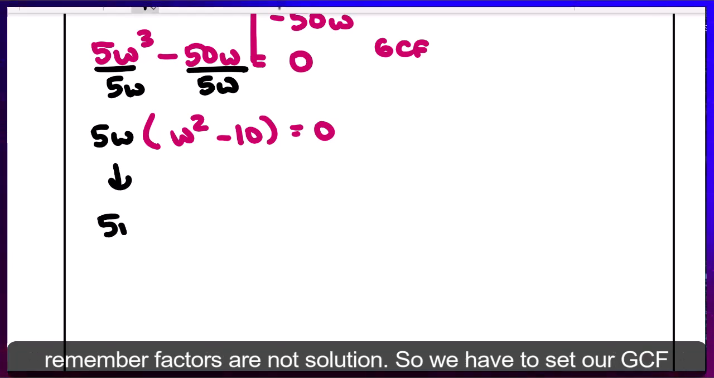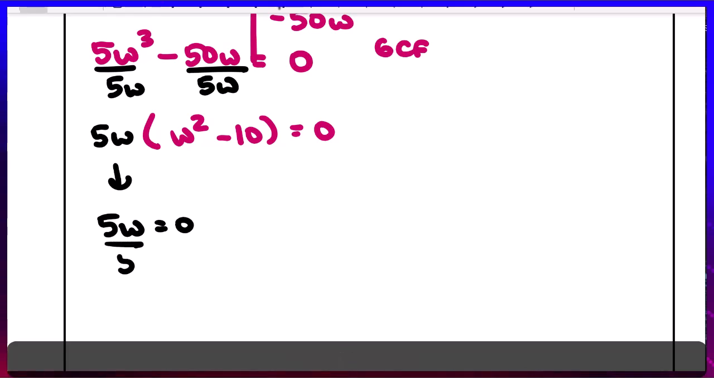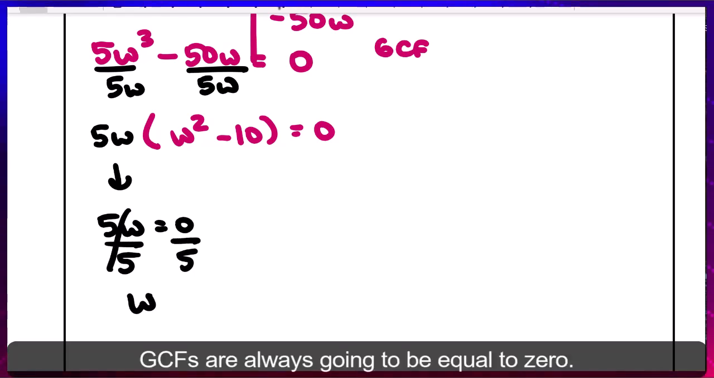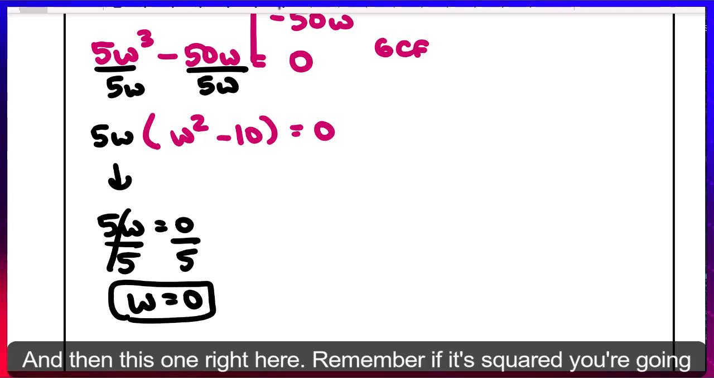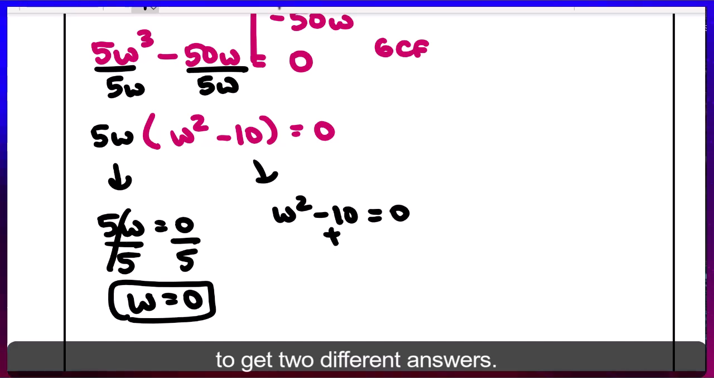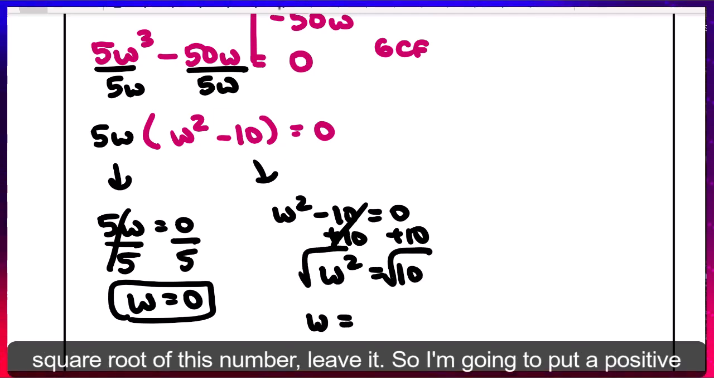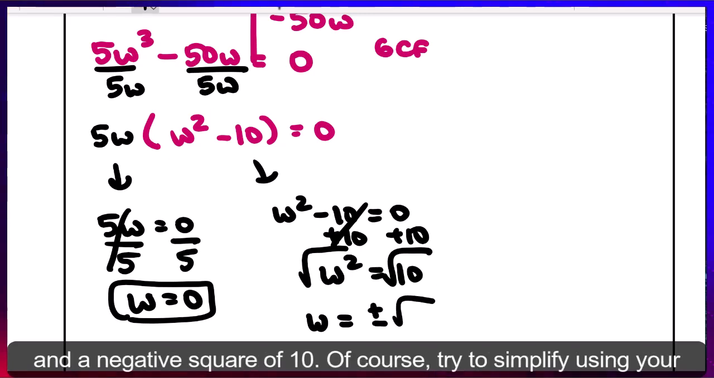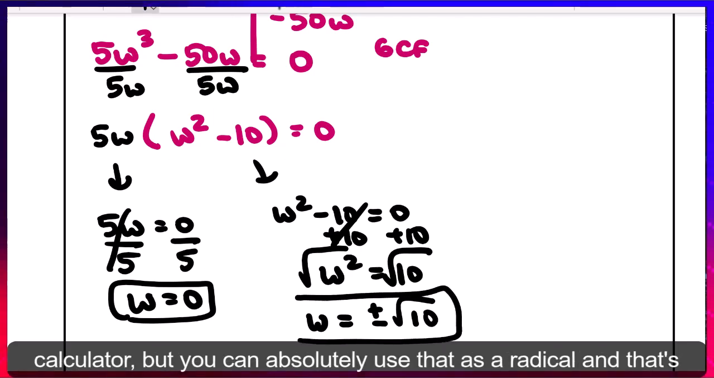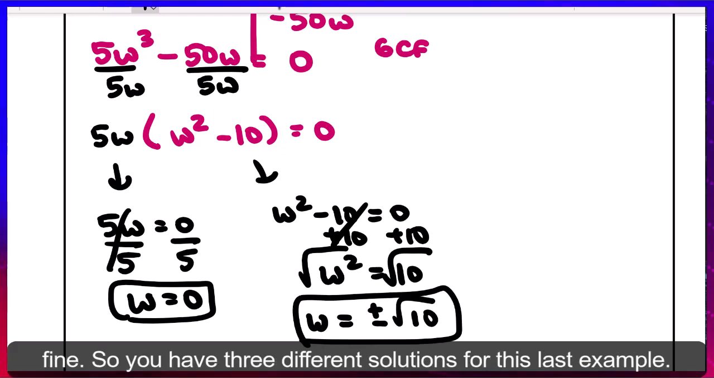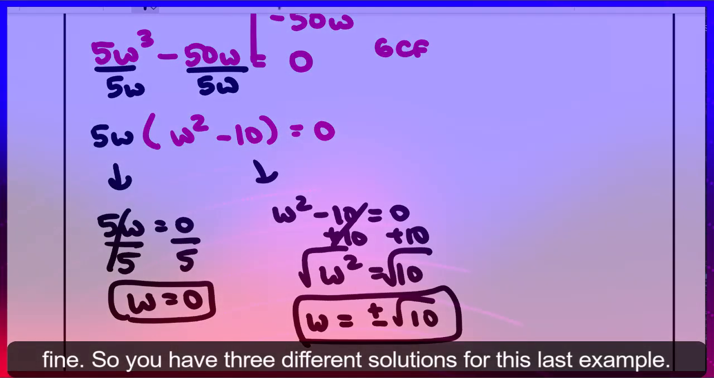So we have to set our GCF equal to 0. GCFs are always going to be equal to 0. And then this one right here, remember, if it's squared, you're going to get 2 different answers. So w squared equals positive 10. And listen, if you can't take the square root of this number, leave it. So I'm going to put a positive and a negative square root of 10. Of course, try to simplify it using your calculator, but you can absolutely use that as a radical, and that's fine. So you have 3 different solutions for this last example.